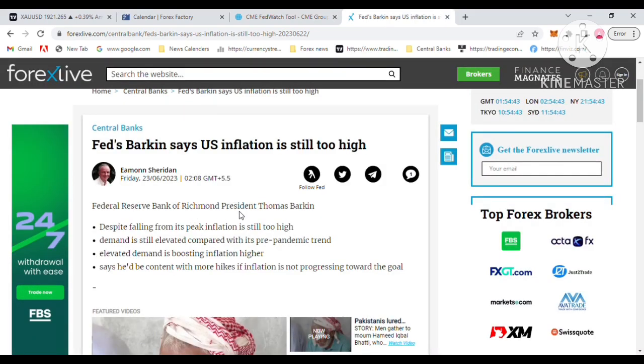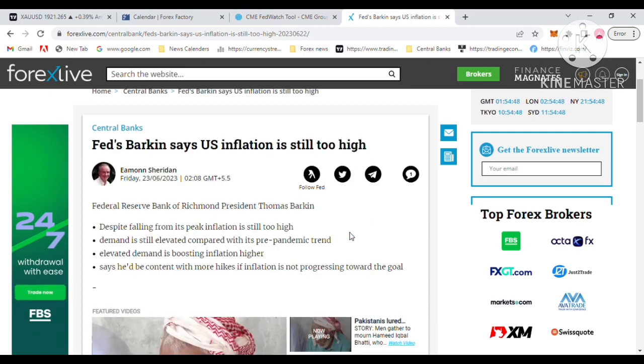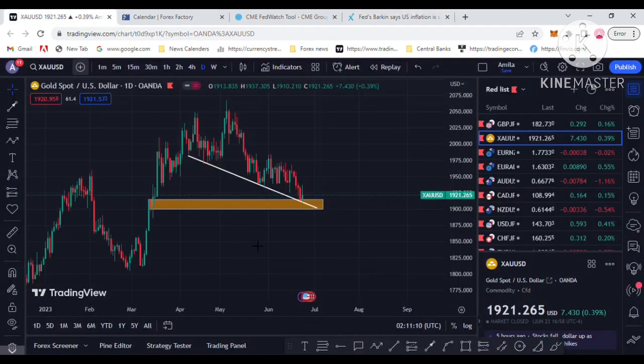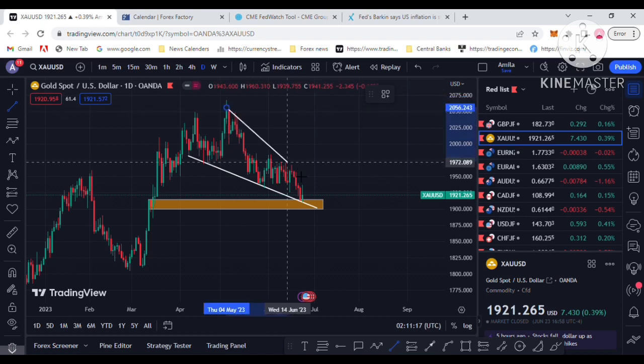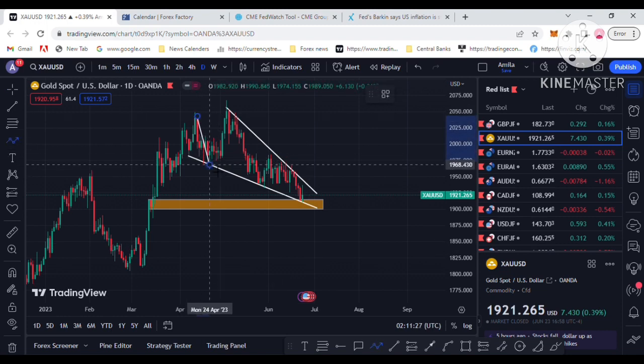Fed's Barkin says US inflation is still too high. The Federal Reserve Bank of Richmond President Barkin says inflation is still too high in the USA now. Inflation is 4%, so there is an interest rate hike next month. A 25 bps hike is dollar demand, and the market sentiment already prices in that 71% probability. That is the economic data for gold sell.